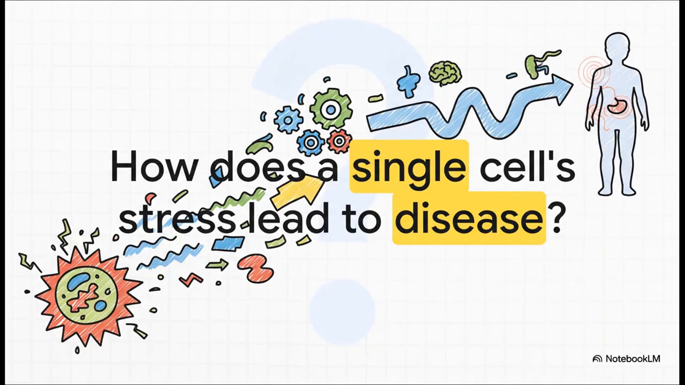Right, this is the big question, isn't it? It's really at the heart of all medicine. So we're going to trace that exact chain reaction, mapping out the whole process, starting from one single cell under stress all the way to the symptoms that tell you you're sick. To do that, we have to begin with what a normal, healthy cell looks like.